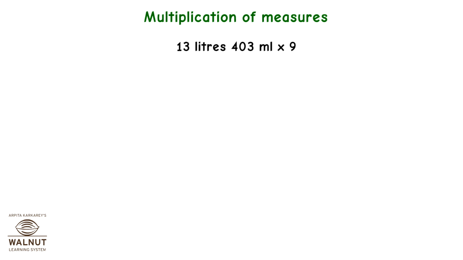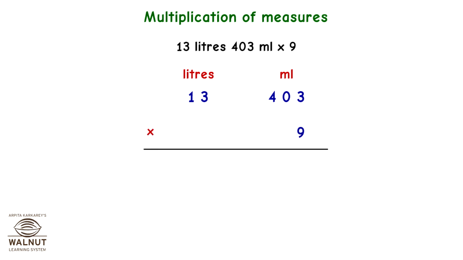13 liters and 403 milliliters into 9. We write the units. Below that we write the measures. Then we get ready to multiply. Once we are done with the multiplication, we look at the unit under milliliters. We can see that we have to adjust it.